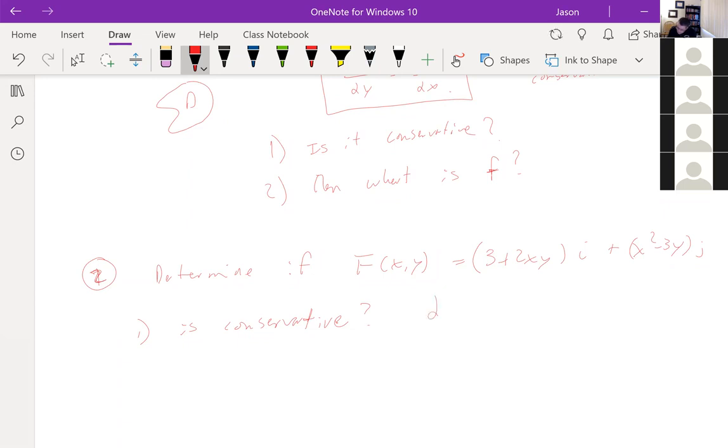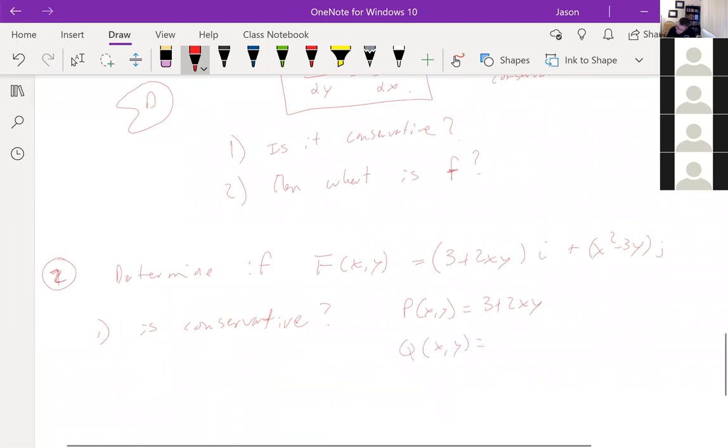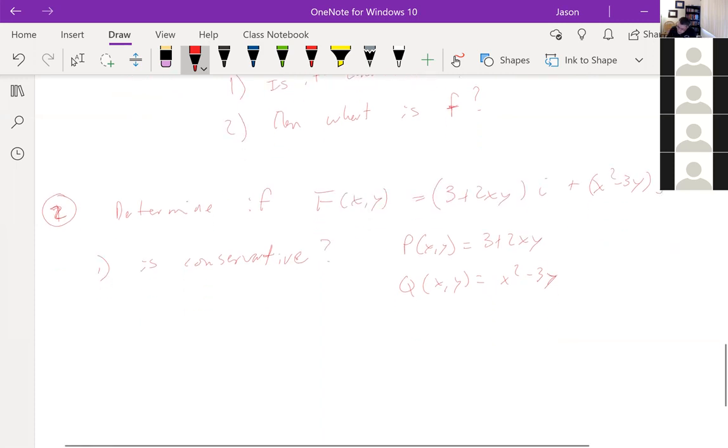What's P in this case? P is the function in front of i, so P(x,y) is equal to 3 plus 2xy. What's Q? Q(x,y) is equal to x squared minus 3y. So now I want to know, is this conservative? Well, if it's conservative, then that relationship is going to hold: dP/dy is going to equal dQ/dx.